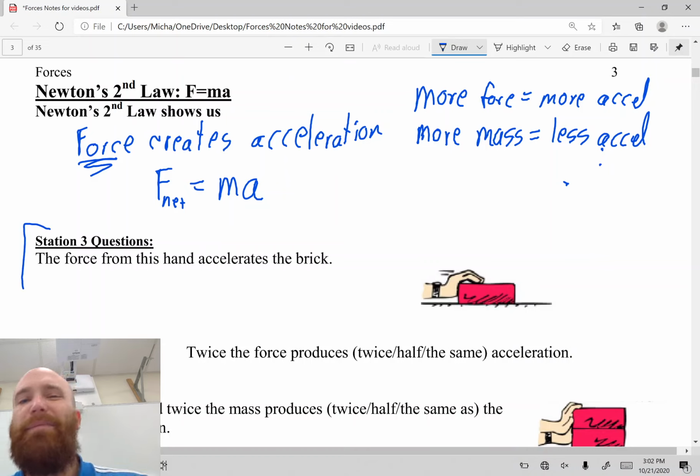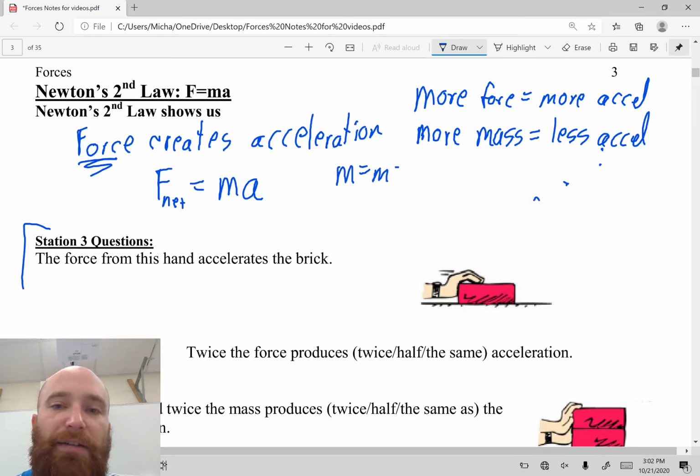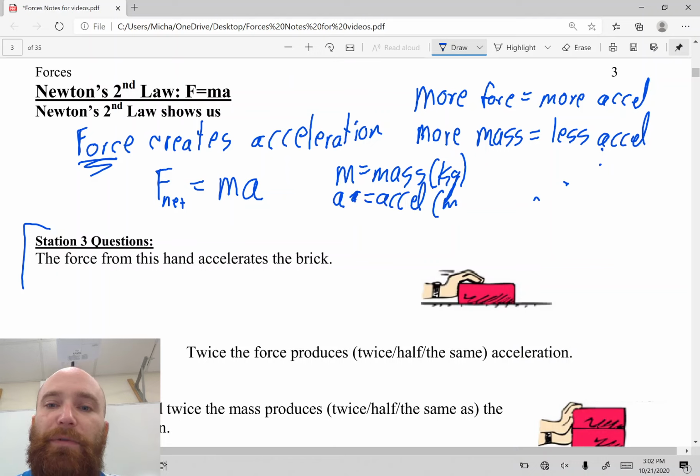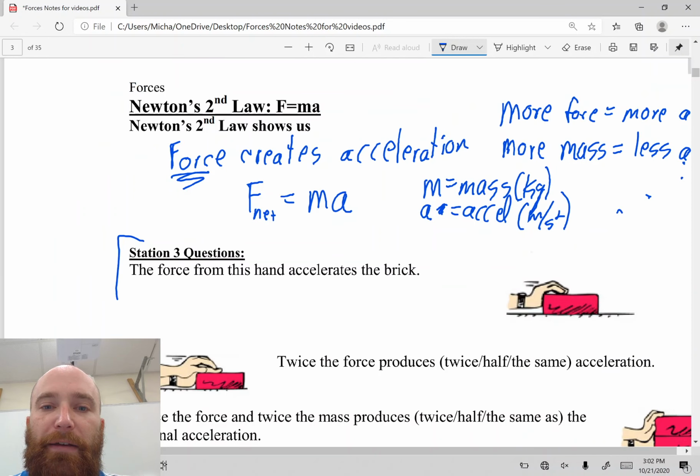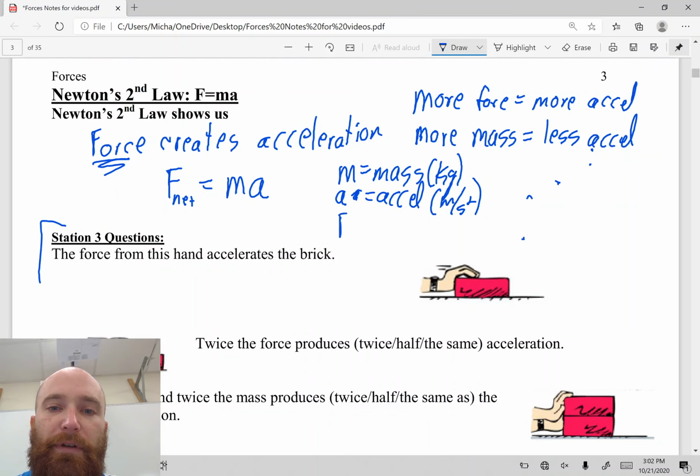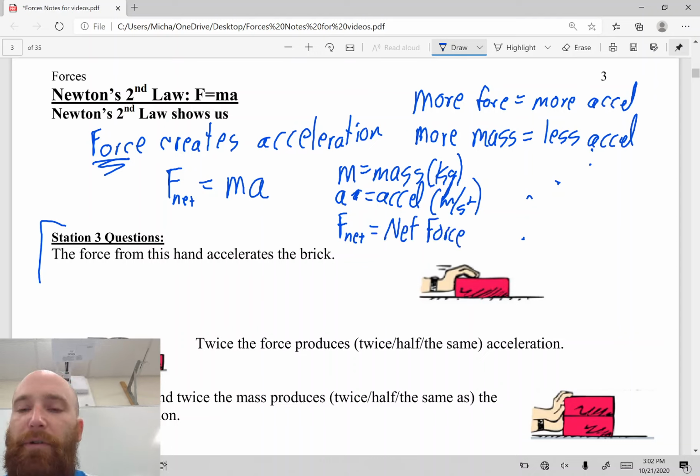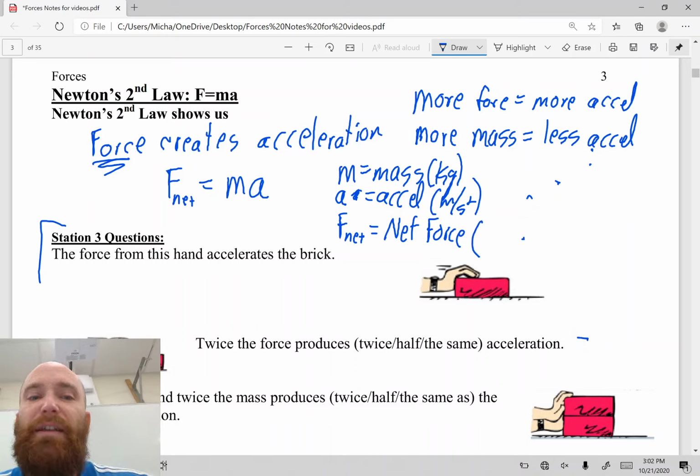But it also does something else that's kind of interesting. It defines the unit for force. In this equation, m stands for mass, which we measure in kilograms. a stands for the acceleration, which we measure in meters per second squared. And F net stands for net force. Again, a force is just any push or pull.